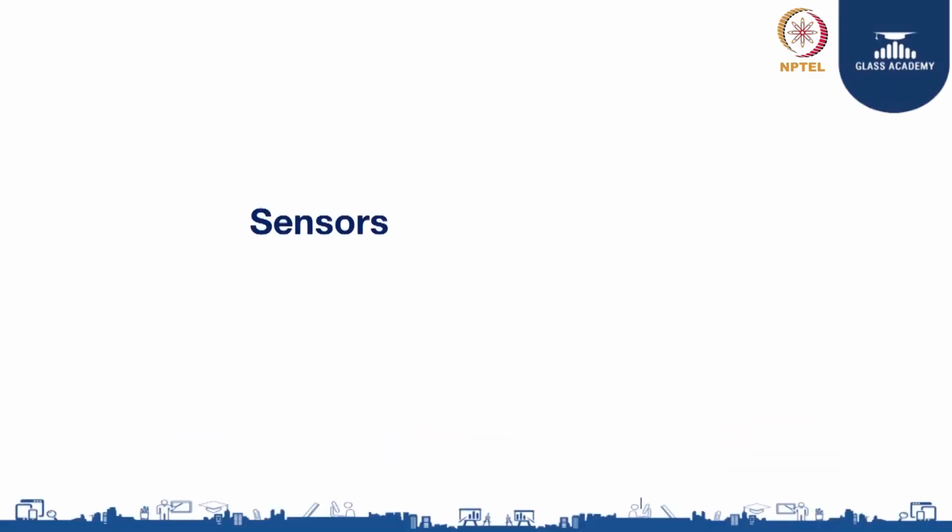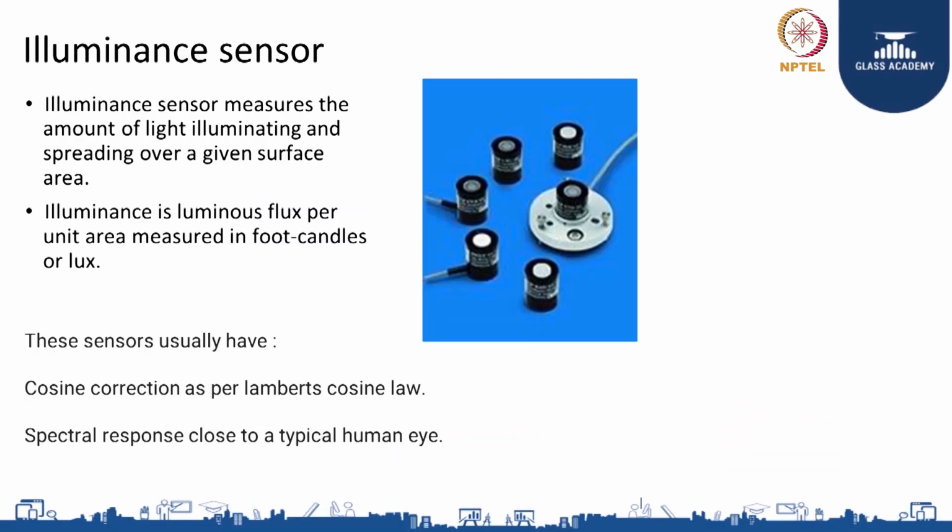Let us have a quick look at sensors. So the simplest of the sensors is the illuminance sensor. The illuminance sensor measures the amount of light illuminating and spreading over a given surface area. Illuminance is the luminous flux per unit area measured in foot candles or lux. These sensors usually have cosine correction as per Lambert's cosine law.